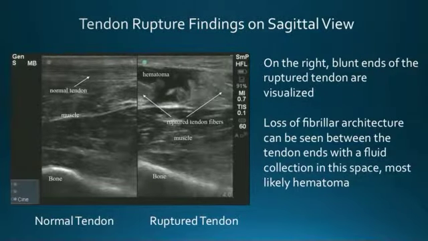In this particular view, a tendon rupture can be seen on sagittal view. In the left-hand picture, you can see the typical appearance of the normal tendon. On the right side, you can see that there is now a ruptured tendon, with the blunt end of the ruptured tendon clearly visualized in an anechoic area surrounding it, which is most likely hematoma. Here you can appreciate the loss of the typical fibrillar architecture of a normal tendon.